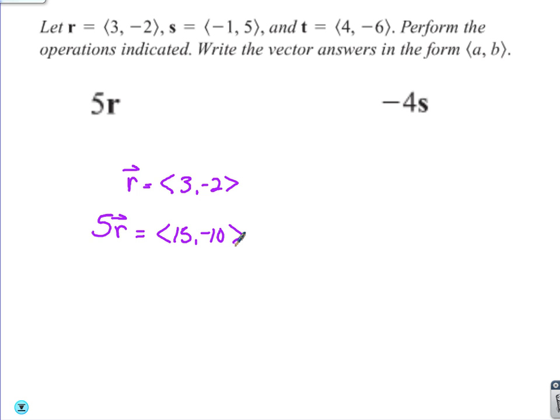Negative 4s is going to do two different things. It's going to flip it in the opposite direction and make it 4 times longer. So vector s is equal to negative 1, 5. Then negative 4s would equal 4, negative 20. And you could graph those and see the relationship between them. The first one would be a vector that's 5 times longer in the same direction. This did not change its direction. Now the second one did change its direction to the opposite way, but it's 4 times longer in the opposite direction. Same vector.